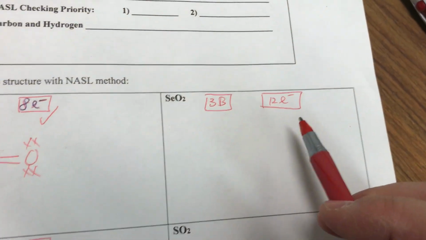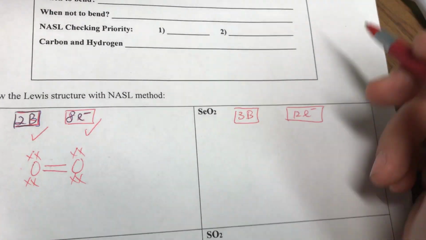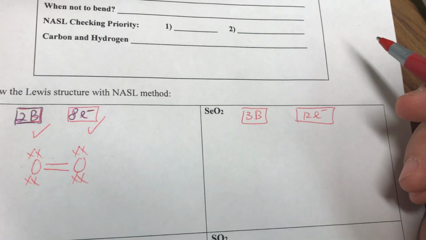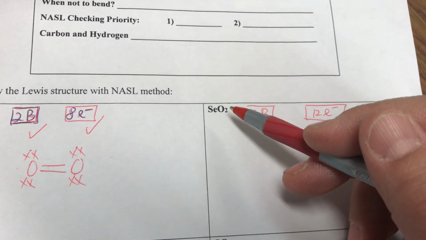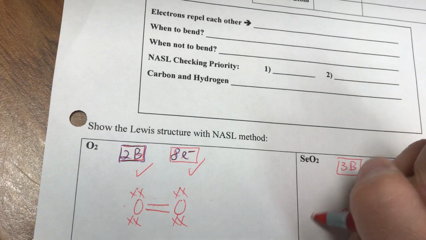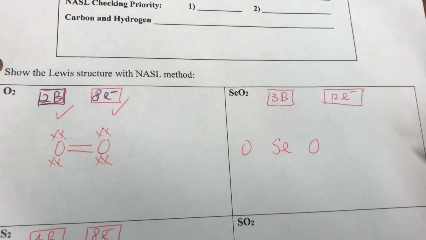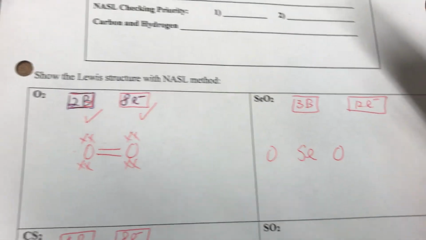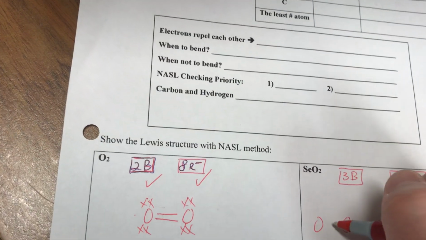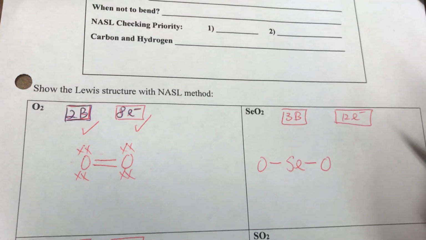Now here SeO2, so I got 3 bonds and 12 electrons from the NaSl. So the question is, do I have a central atom? Yes, I have a central atom because Se is the least number. So I'm going to put Se in the middle, and then because I have 2 atoms around, I'm going to put this and that. Now be prepared that you may need to do bending, so you might need to draw 2 pictures because of the central atom, right? So I'm going to start with single bonds only.